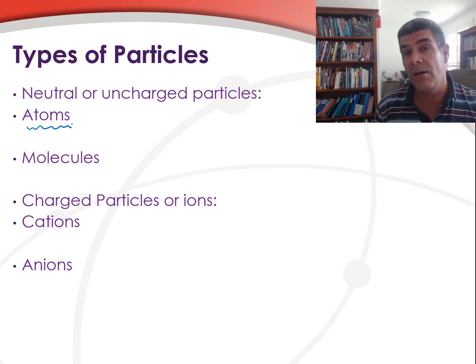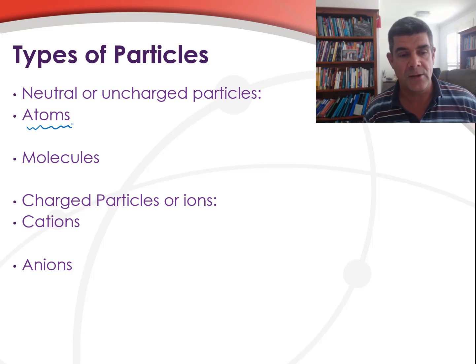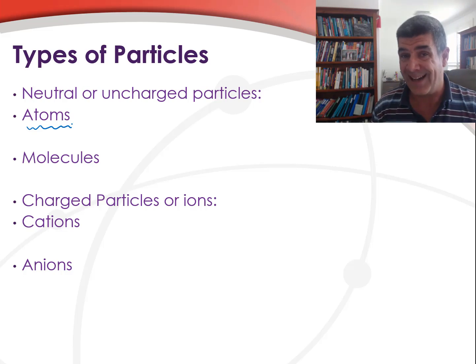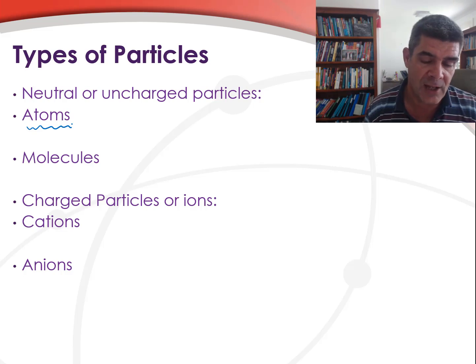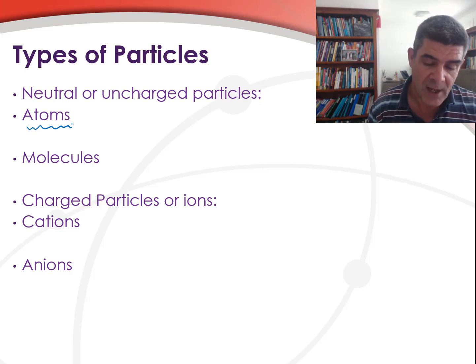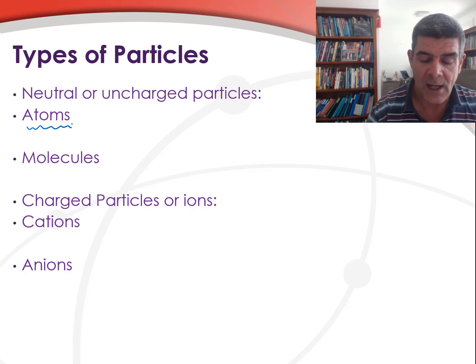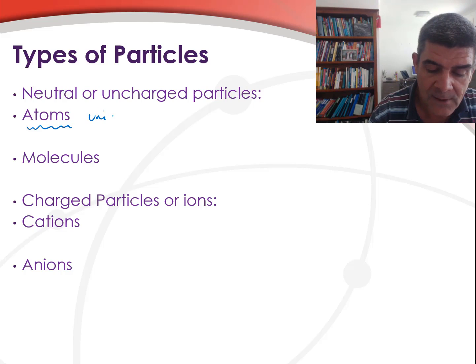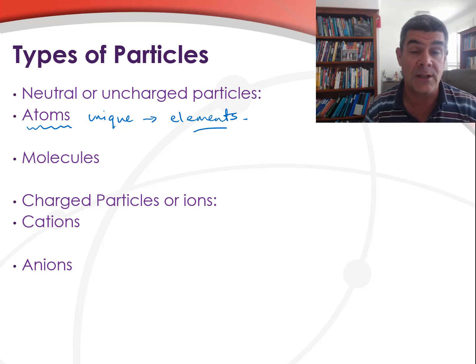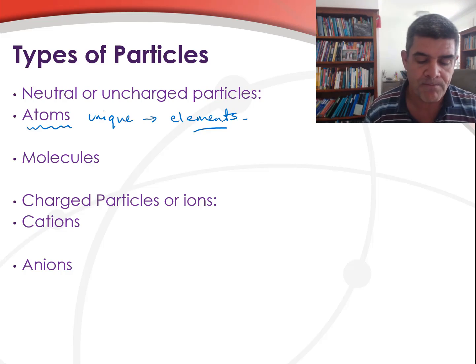But atoms aren't the only types of particles. In fact, we can split particles up into two main groups on the basis of their charge. Some particles are uncharged and some are charged. Atoms are an example of uncharged particles, and atoms are quite unique. And in fact, we link atoms to the study of elements, and we will also be looking at elements in a little bit of detail in this topic.